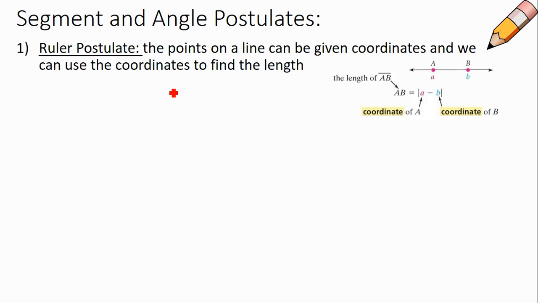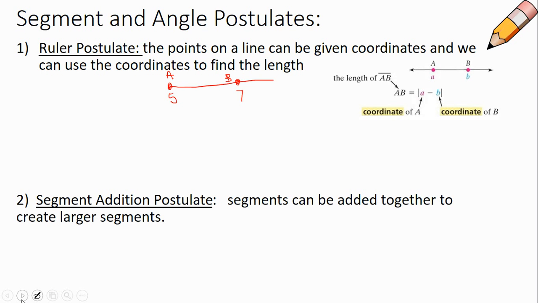So if I said that I have a segment here and this one is 5 and over here is 7, and I wanted to find the distance from A to B, well, you'd go, that's just 7 minus 5, which is 2. The distance would be 2. The Ruler Postulate says that we can legally do that, that the distance will be in between those two coordinates.